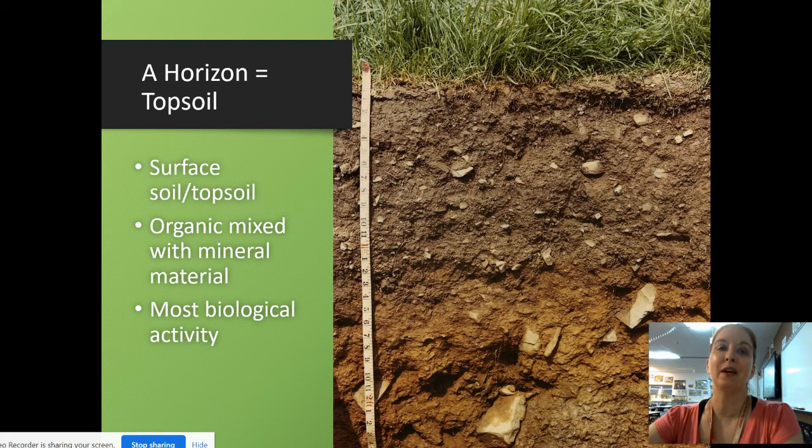This is your A horizon. A horizon is the topsoil. This is where you would plant something. This is the surface soil or topsoil. Organic material is mixed with the mineral stuff, the rocks and whatnot. Most biological activity goes here. The plants live here, the creepy crawlies are playing in this. This is where most of the action is in the topsoil. And this is also where our food grows, so this is our future.